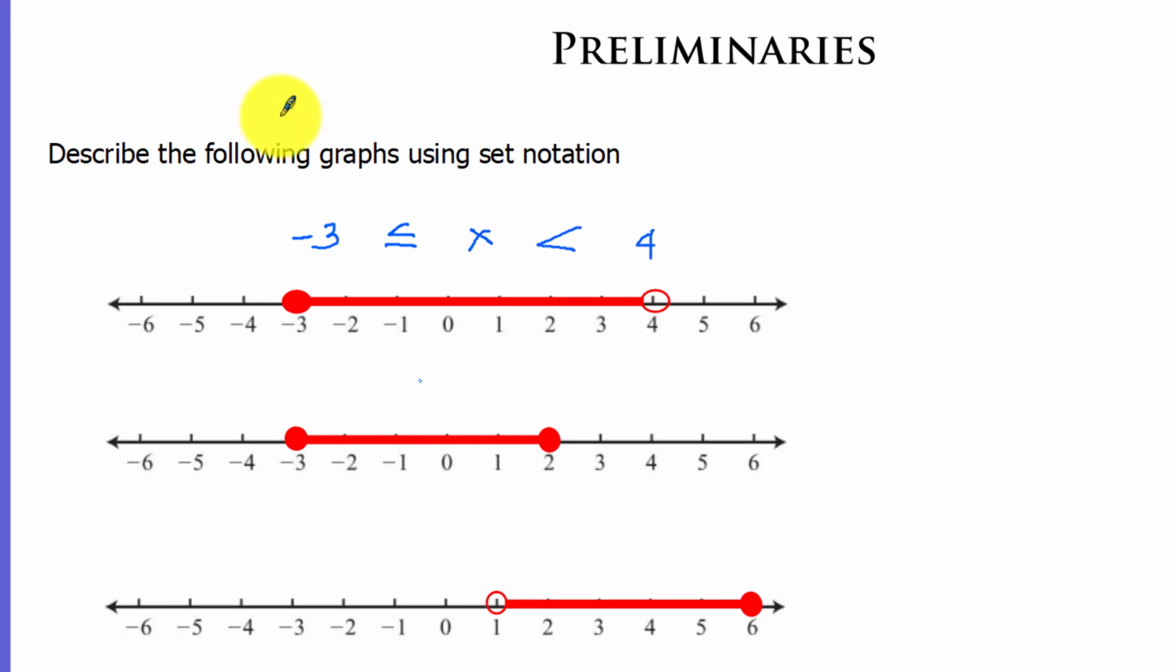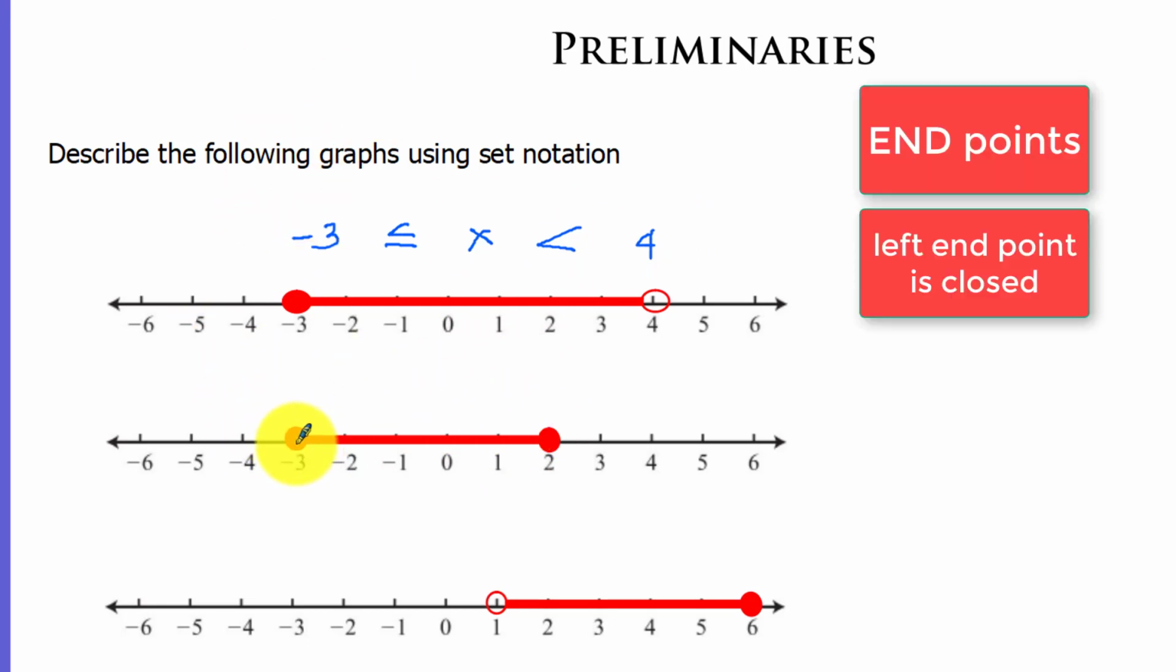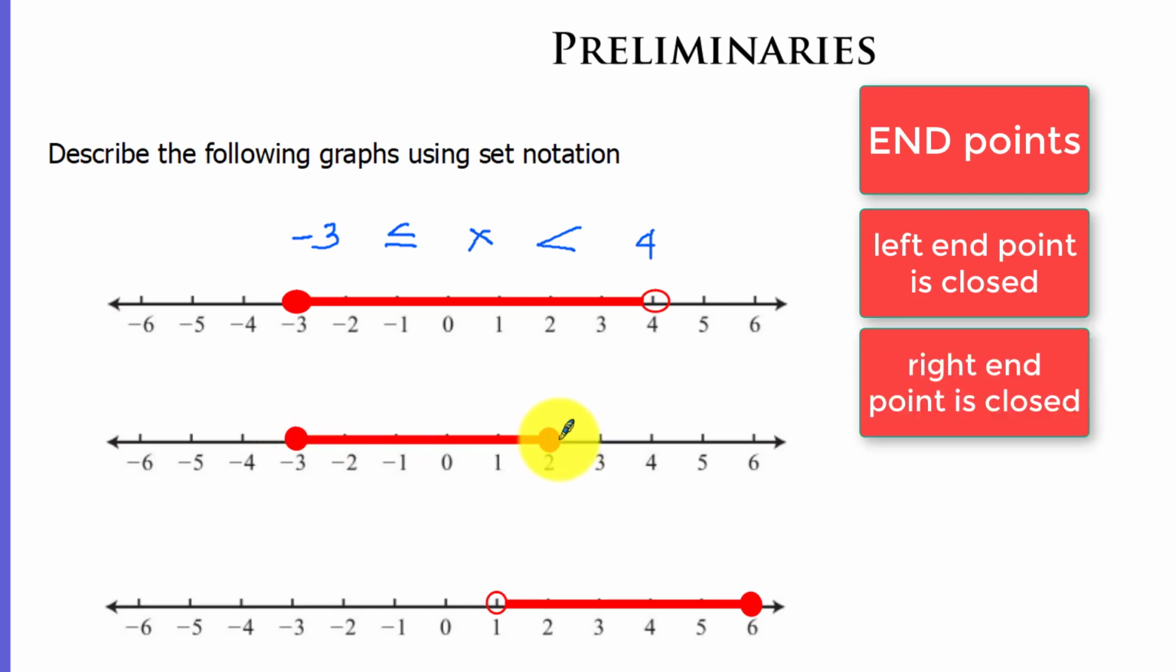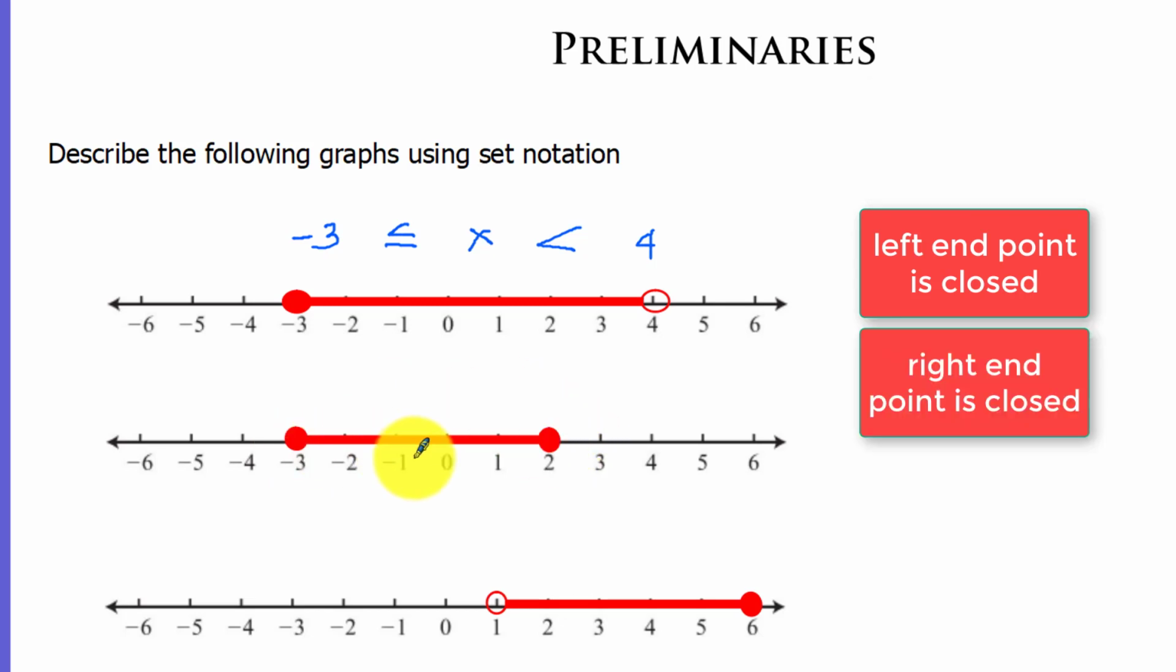Okay, what about this? Now again, pay attention to the endpoints. So this one is a closed circle, this is a closed circle. It means that all the numbers from -3 all the way to 2, including the endpoints -3 and 2. So how are you going to write this? Using inequality, start from writing the endpoints -3, 2. So x is greater than or equal to -3, less than or equal to 2.